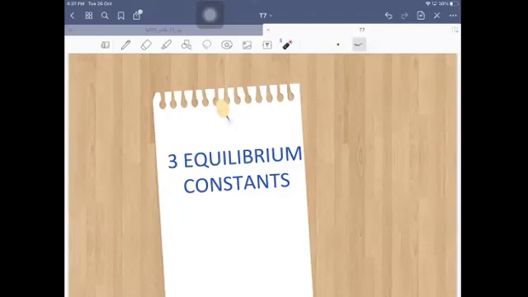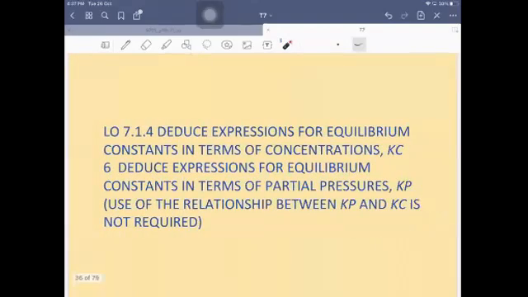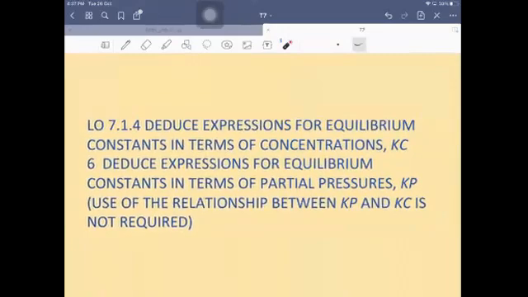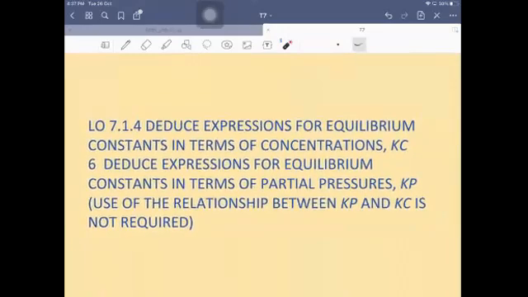There's only one factor that will change the number or the size of your equilibrium constant, and that is a change in temperature. Next learning objective is to deduce the expressions for equilibrium constants in terms of concentration. There are two types of equilibrium constants. First is in terms of concentration, and the second one is in terms of pressure. We'll deal with the one in terms of concentration first, and the symbol for that is Kc.